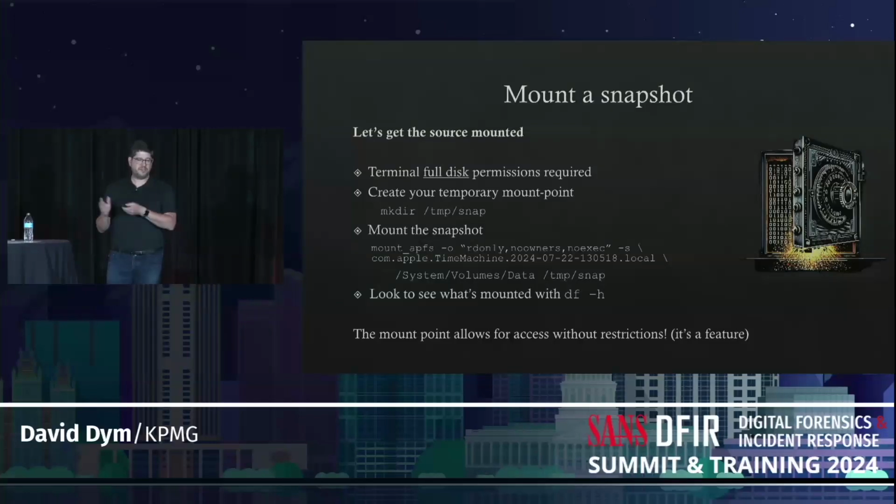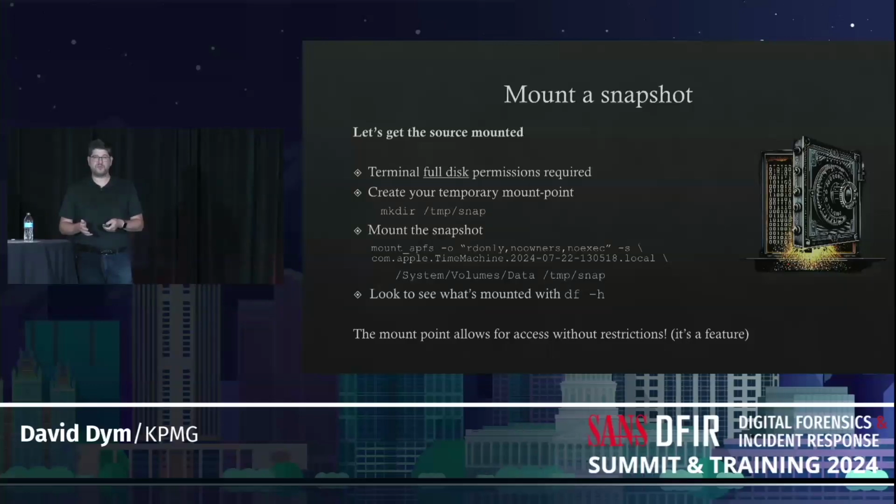And then you're going to provide it the source, which will be system volume data, not the actual device ID. And then you're going to give it a mount point, which is TMP snap. And then it should work. Make sure you're doing it with sudo privs in a terminal that, like I was saying, has full disk access. And then to validate it's mounted, well, you won't get an error if it's mounted properly, but df -h, you can see it listed.